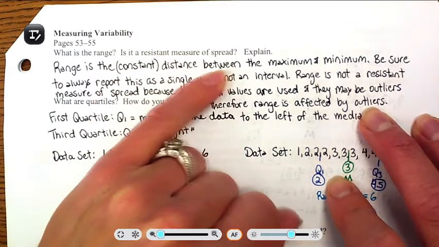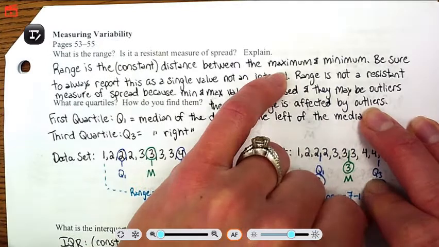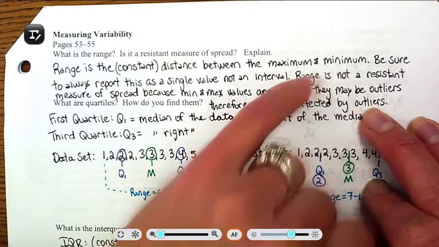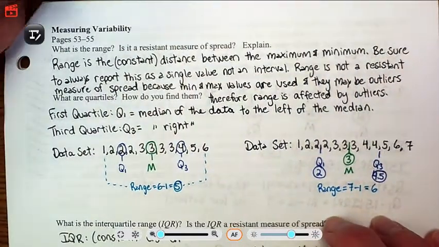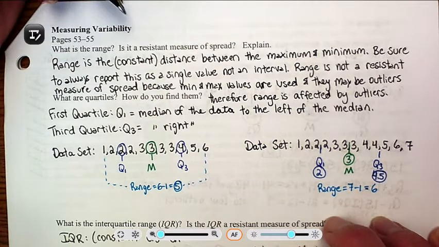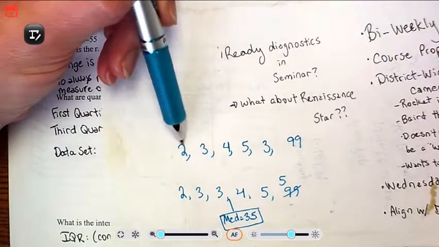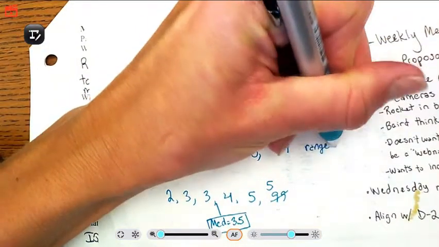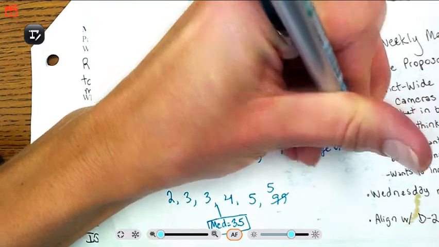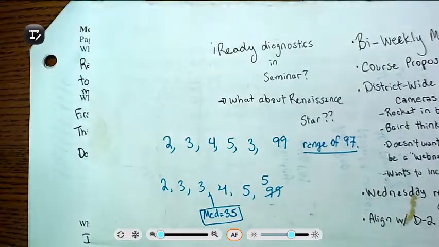Okay, remember that range is only a distance between the max and min. So you take max minus minimum, and then you get the range, and the range is a constant, okay? All right, range is not an interval. We no longer say that the data ranges from 2 to 99. We say that the data has a range of 97. Okay, and that's the correct AP Stats way to discuss range.